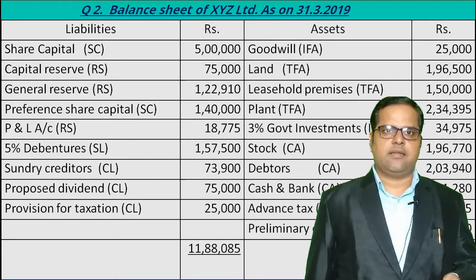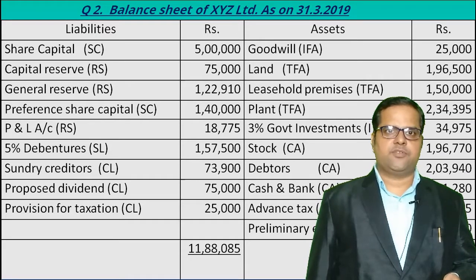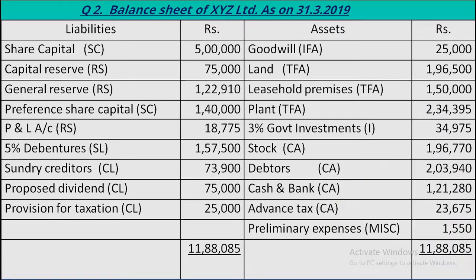Same way on the asset side, we have goodwill as IFA, intangible fixed assets. Land, leasehold, premises and plant are TFA, that is tangible fixed assets. 3% government investments will be marked as I. Then next four items, stock, debtors, cash and bank and advance tax are current assets items, so I have marked them as CA. And last item, preliminary expense, is MISC, miscellaneous expenditure.